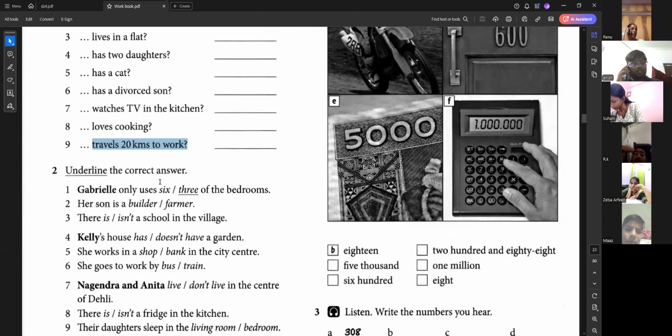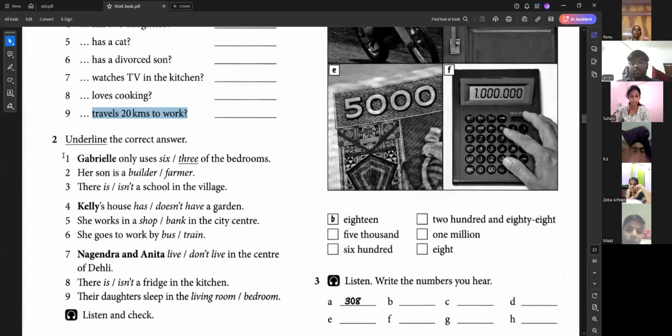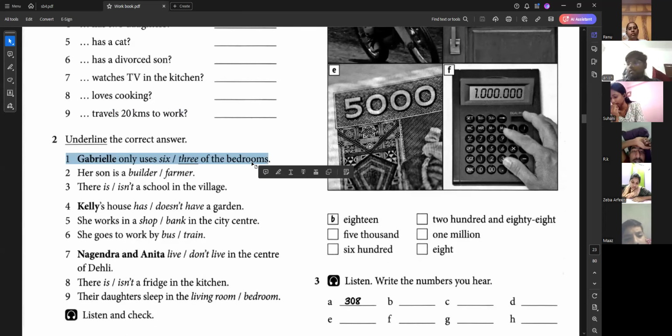Okay, now underline the correct answer. Number 1: Gabriel only uses three of the bedrooms. Use or uses? Uses. She uses three of the bedrooms. There are three people, Gabriel, her son and her grandson, so they use three of the bedrooms.